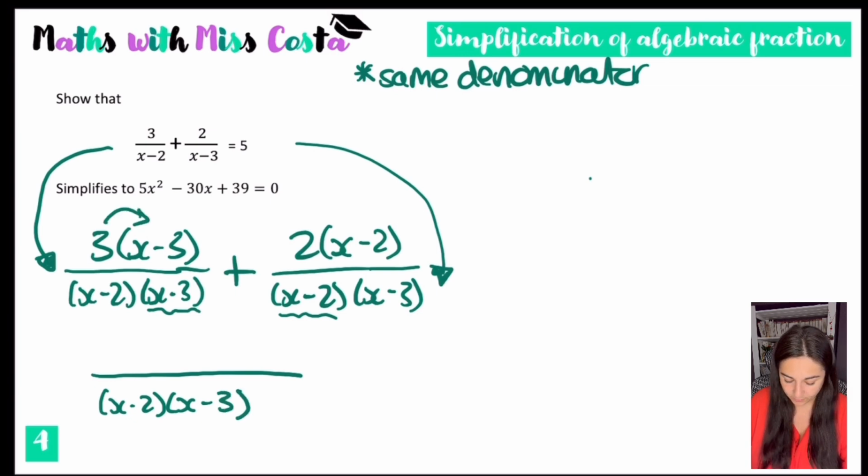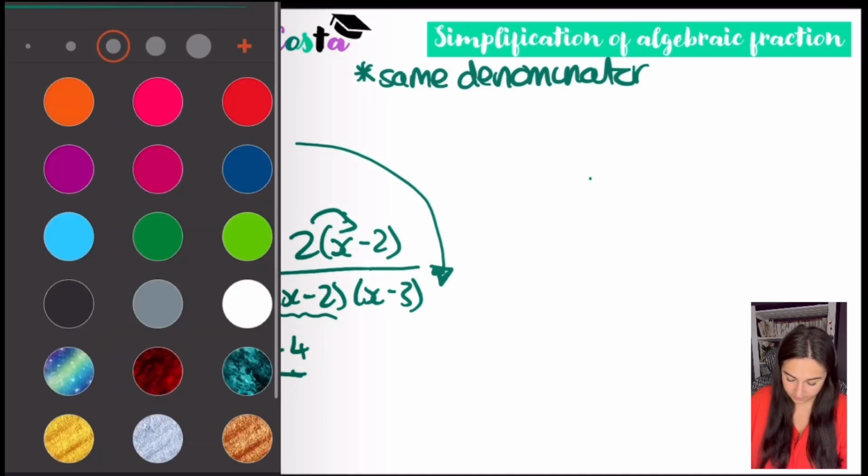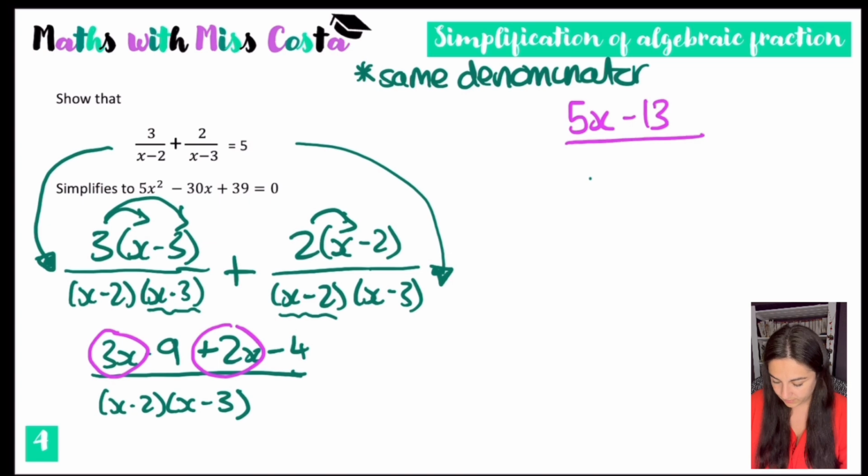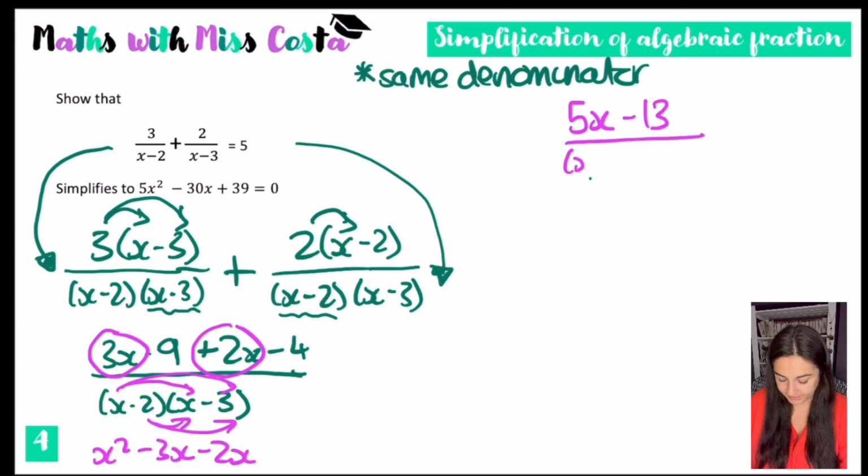So let's expand it before we do that. So that would become 3x take 9 plus 2x take 4. Okay, now I could simplify that even further. So 3x plus 2x would give me 5x, and -9 take 4 is -13, over, and let's expand this quickly. So x times x is x squared. x times -3 is -3x. -2 times x is -2x. And -2 times -3 is +6. So that would be simply x squared take 5x plus 6.